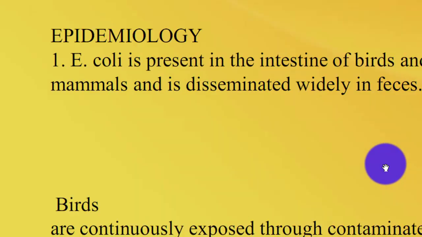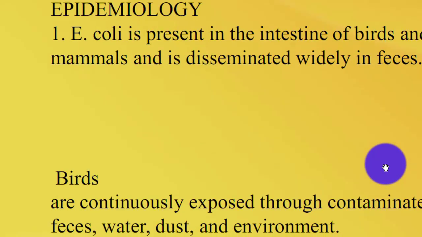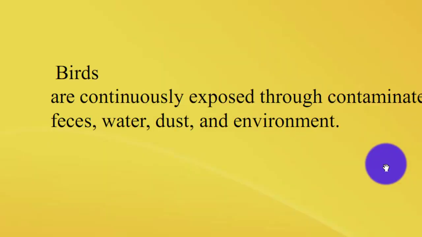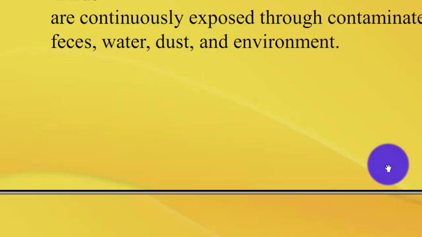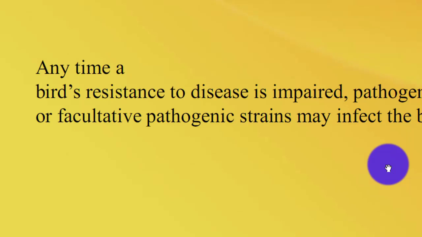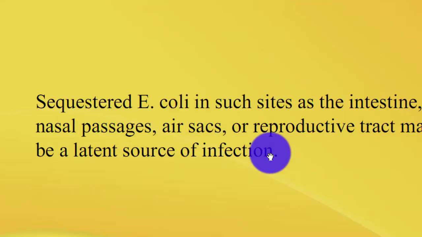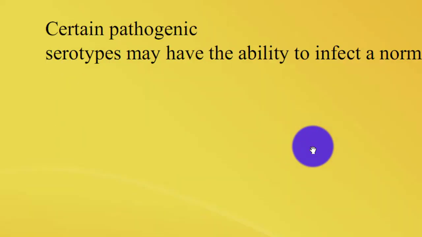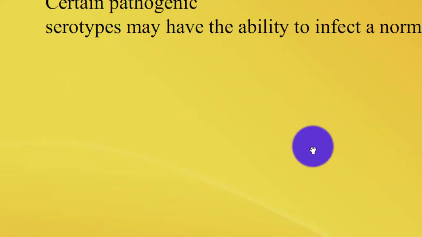Epidemiology: E. coli is present in the intestine of birds and mammals and is disseminated widely in feces. Birds are continuously exposed through contaminated feces, water, dust, and environment. At any time, if bird resistance to disease is impaired, pathogenic or facultative pathogenic strains may infect the bird. Sequestered E. coli in such sites as the intestine, nasal passage, air sac, and reproductive tract may be a latent source of infection. Certain pathogenic serotypes may have the ability to infect the normal bird.